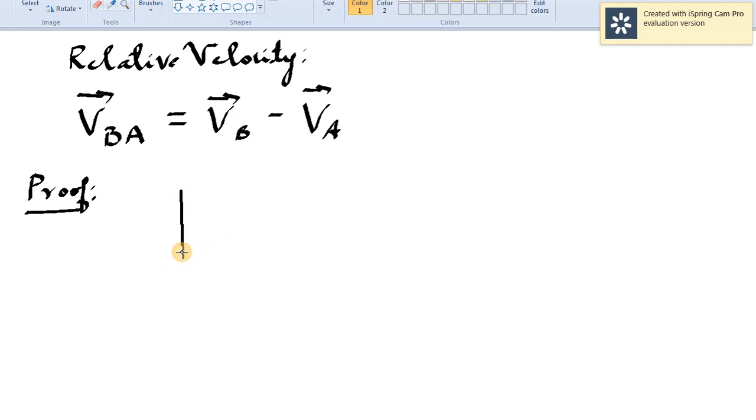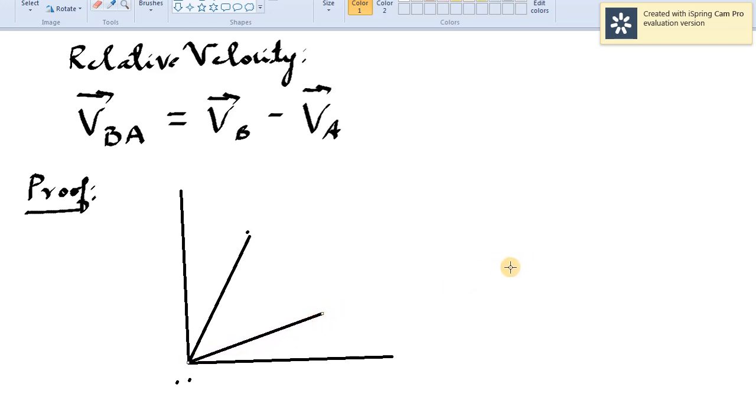We will draw the x y axis, and there are two objects here. This is particle A, and this is particle B, and the position vector is given by r sub A, and this is r sub B.